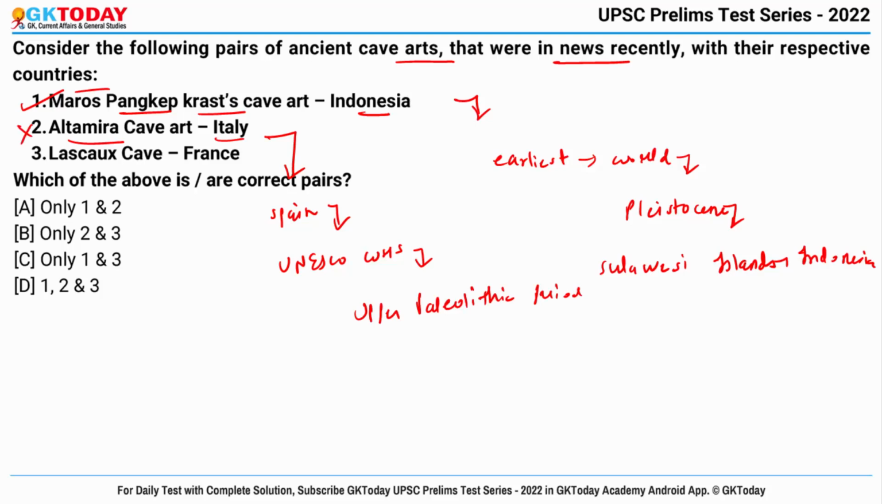And third is Lascaux Cave, France. This cave is also a UNESCO World Heritage Site, and the cave art here is 17,000 years old and belongs to France. The correct answer becomes only 1 and 3, that is option number C.